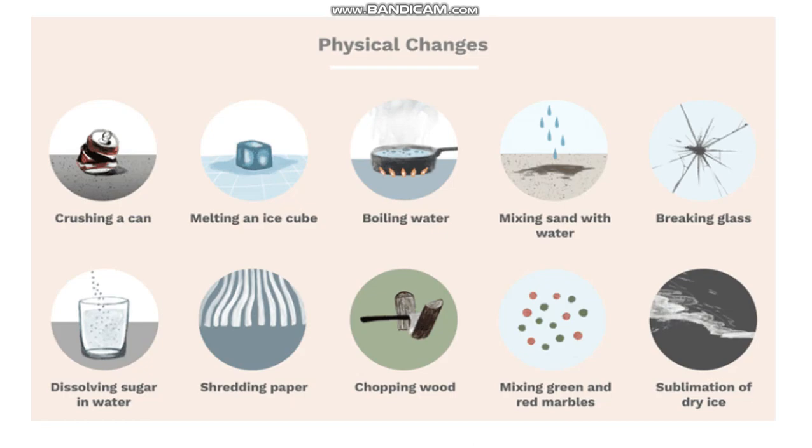We can see examples in the picture: crushing a can, melting an ice cube, boiling water, mixing sand with water, breaking glass, chopping wood, shredding paper, dissolving sugar in water. These are all physical changes. In this, some are reversible, some are irreversible.